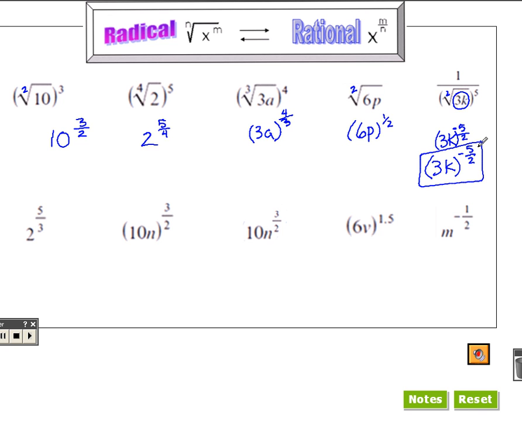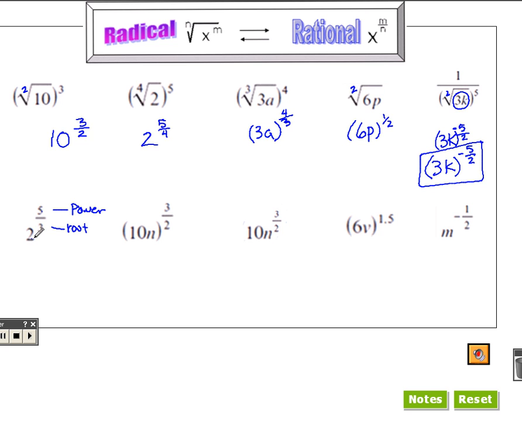So this is radical notation, this is rational notation. Now if we go backwards, or take something in rational notation and change it to radical notation, I want to say, okay, well this is my power and that's my root. So that's my root and this is my power.